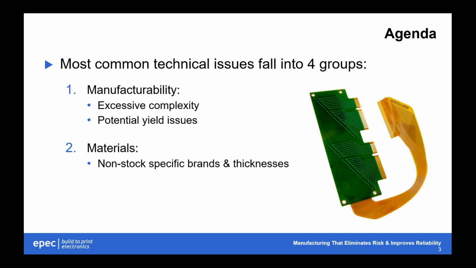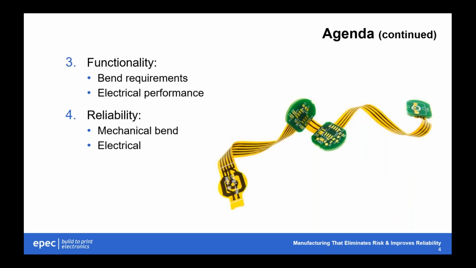We're going to talk about materials, specifically non-stock specific brands and thicknesses. We're also going to delve into functionality of the finished product: what the bend requirements are, what the electrical performance requirements are for the design, and the reliability of the finished products, both from a mechanical point of view, with its bend capabilities and requirements, and in its electrical performance.